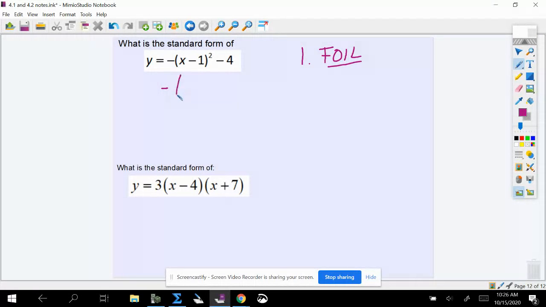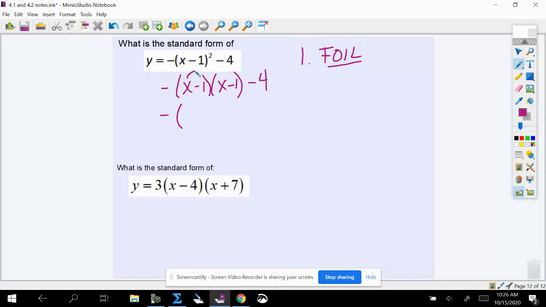Here's what I mean by this. This x minus 1 is there twice. That's what x minus 1 being squared means. So the first thing I'm going to do is FOIL those two parentheses, those two binomials. The negative that's out front, I'm not going to do anything with that. Let me remind you what FOILing was if it's been a while.